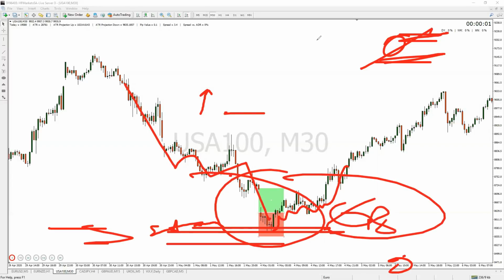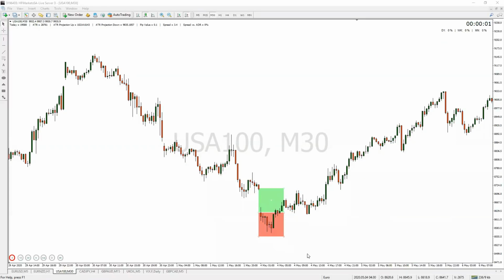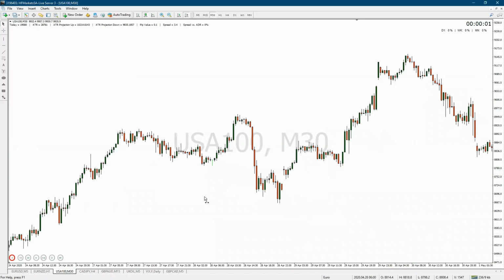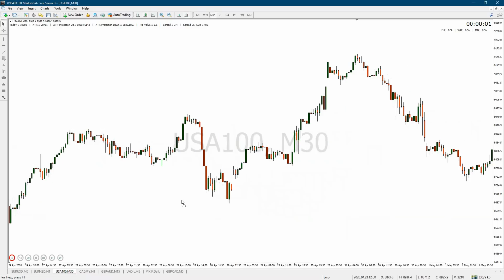Okay, so that's actually how you use this particular system. Easy, nothing complex. Very, very easy.